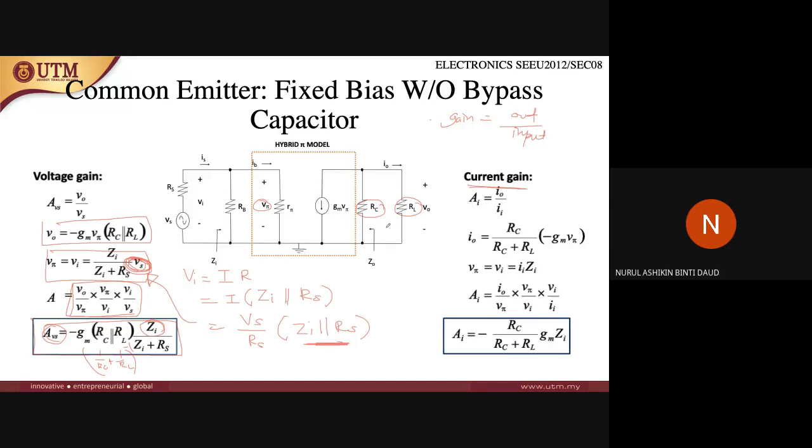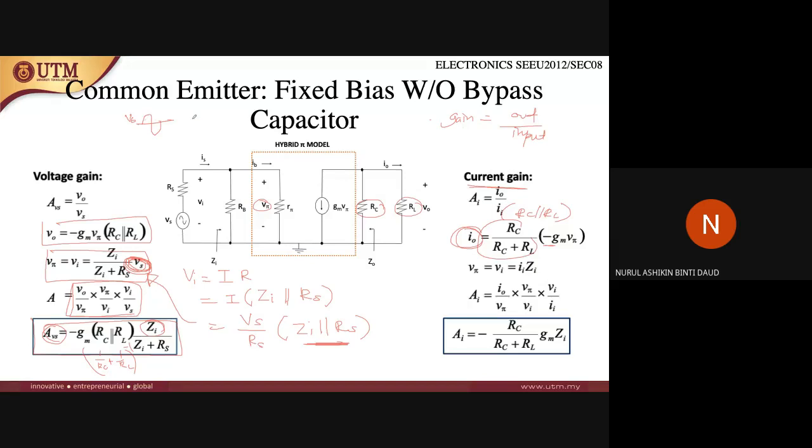Next, for the current gain, I output, first you need to find the I at the output. So I at the output here is RC and RL in parallel, times minus GM V pi. Why is it minus? Because there is a phase inversion. That I mentioned before, at the input at the VBE.